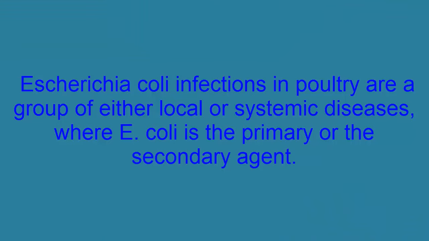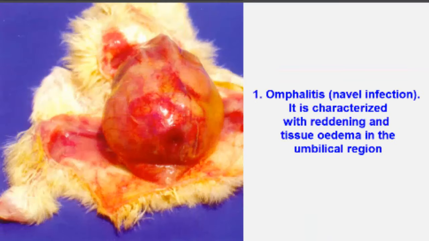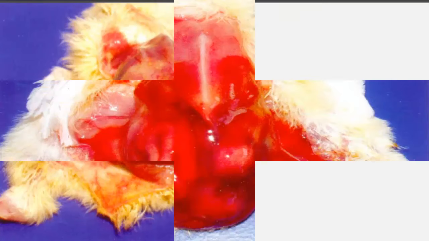Escherichia coli infections in poultry are a group of either local or systemic diseases, where E. coli is the primary or the secondary agent. Local forms of E. coli infection. 1. Omphalitis, navel infection. It is characterized with reddening and tissue edema in the umbilical region.